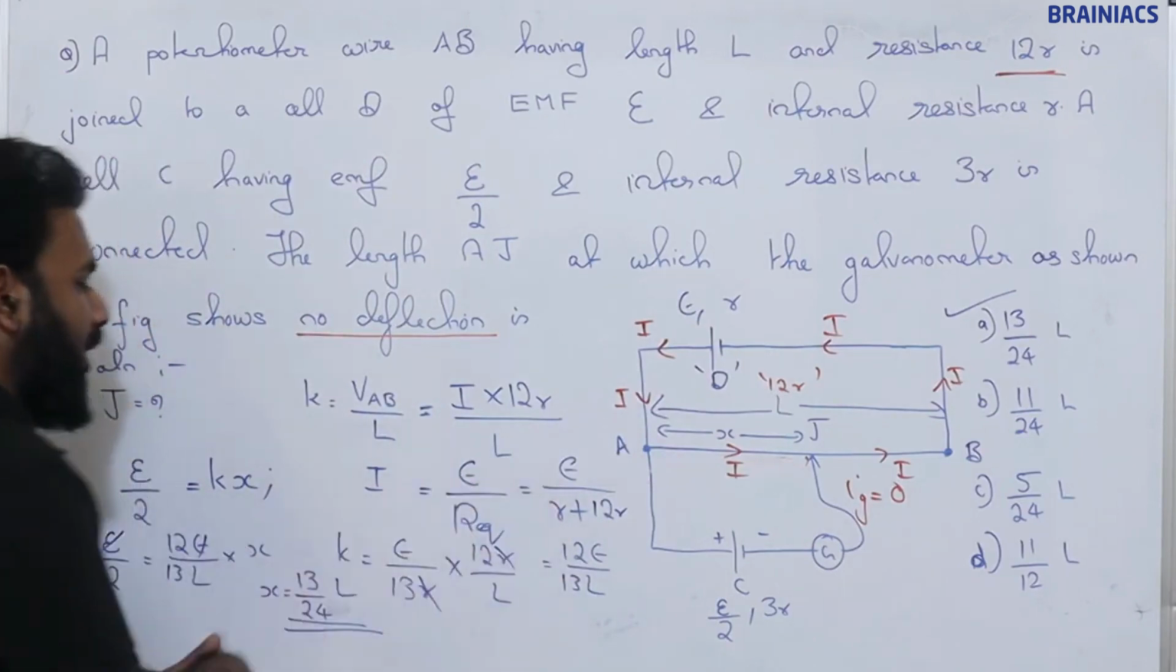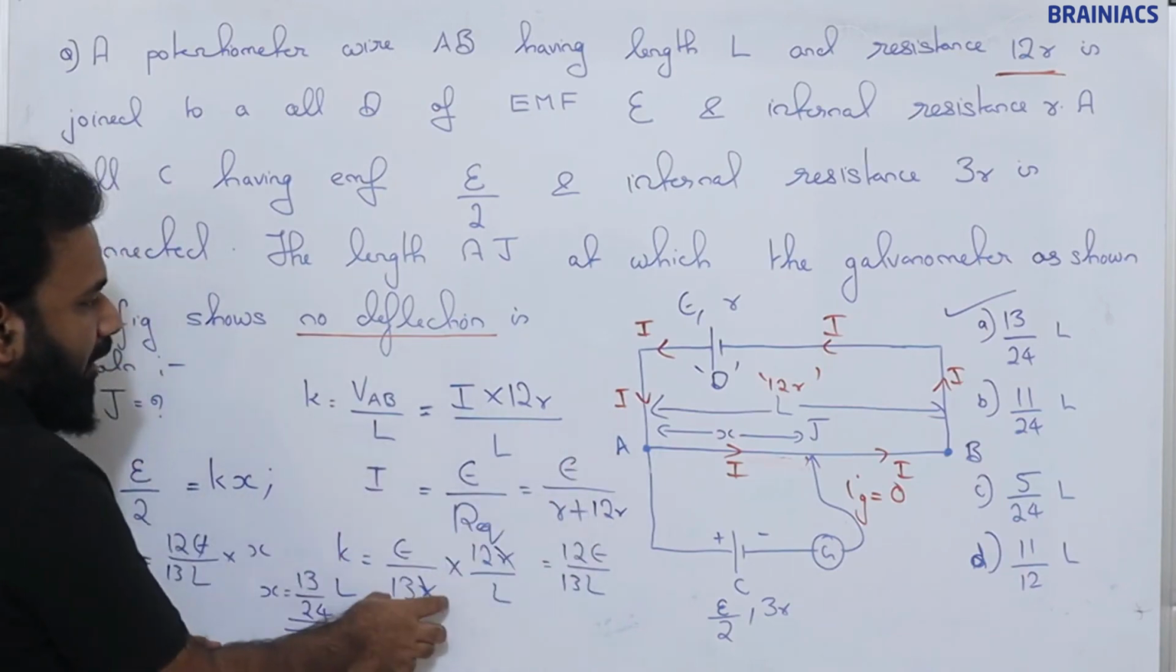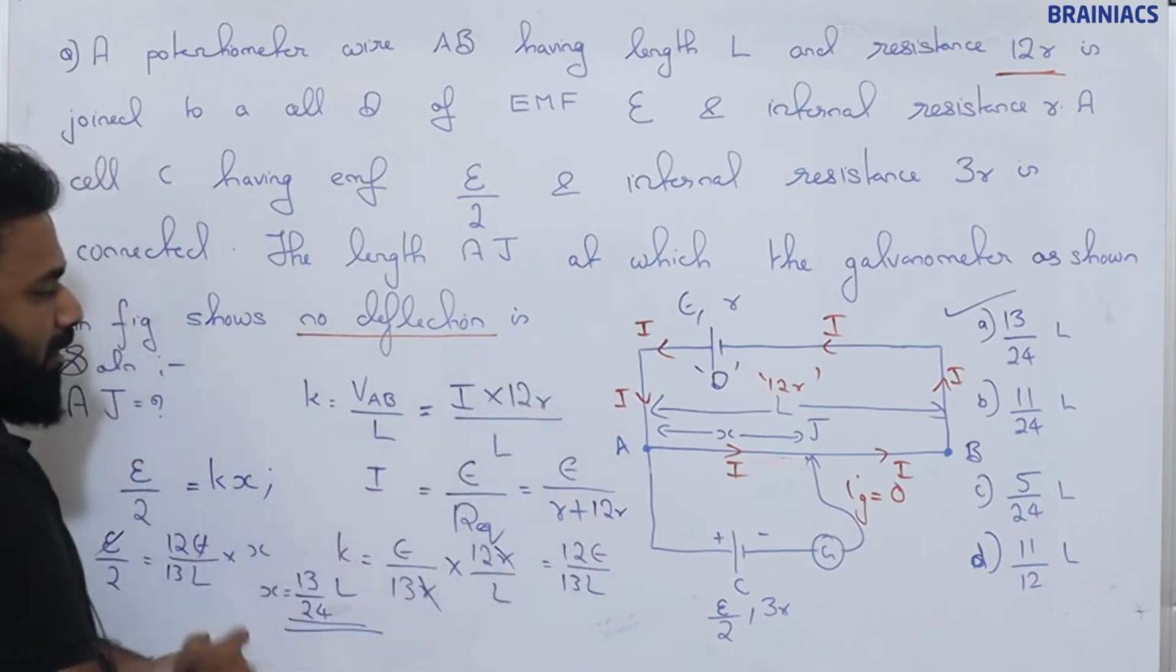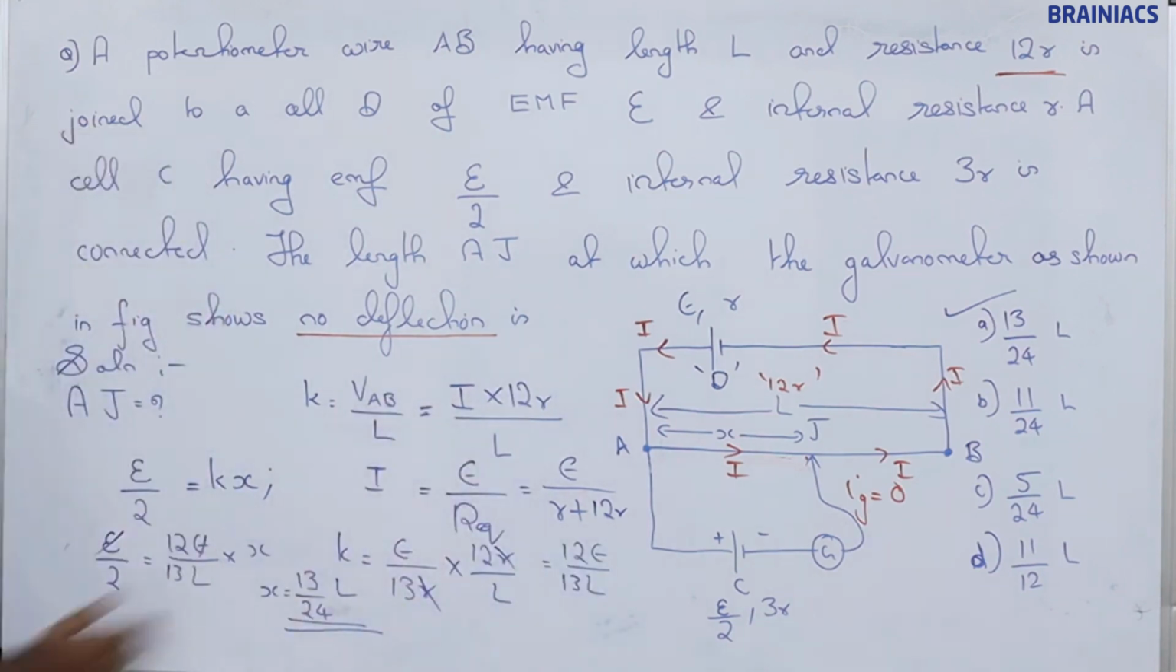Okay, E by 13R. So K is equal to I, E by 13R into 12R divided by L. So 12 by 13 E by L we got as K. We substitute here, we got the value of X. Clear?